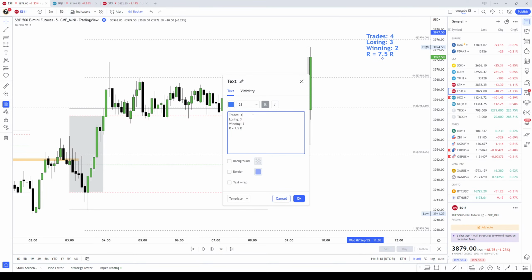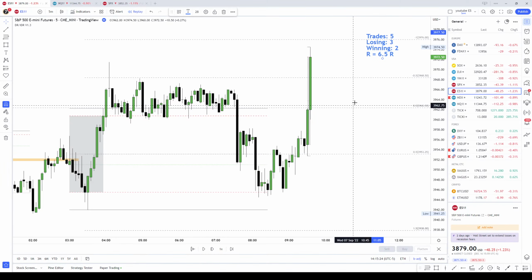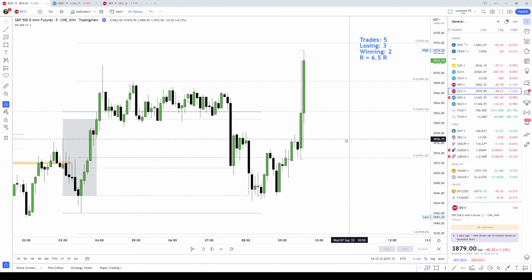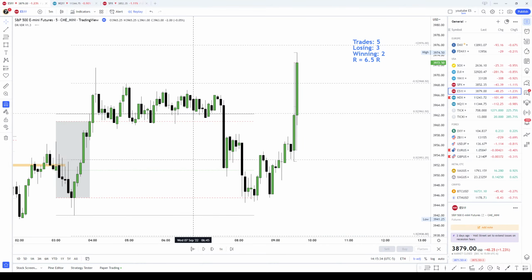And we are at 6.5 now. So again, retirement setup would have played out. I didn't take it because it was too late for me. So now we are going to see what is happening during the RDR.